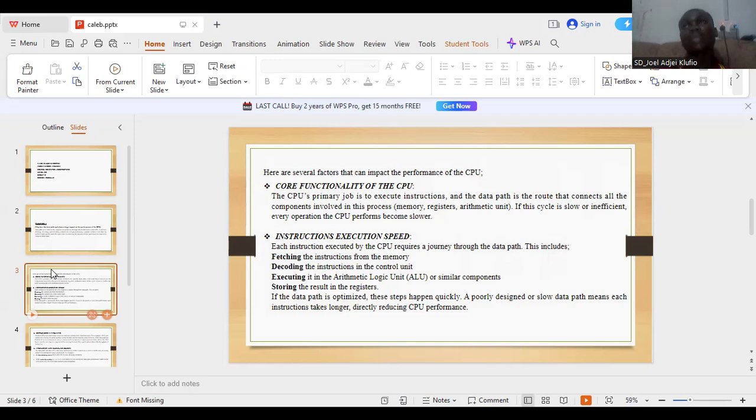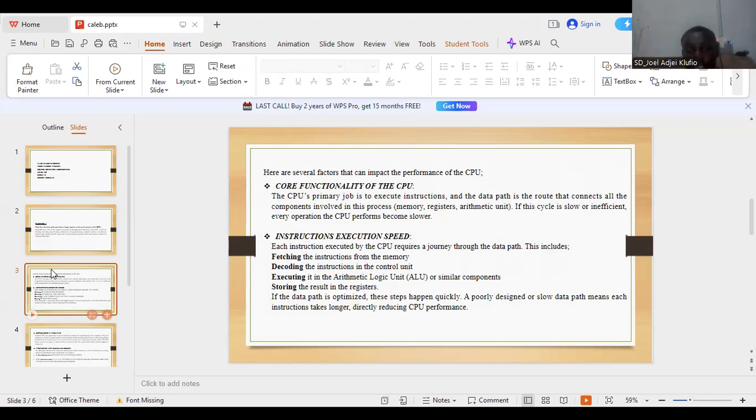So we can use the data bus. A data bus is an electrical path that connects the memory, the CPU, the registers and arithmetic unit to the motherboard. They work hand in hand, whereby the CPU performs the execution of instructions, which it fetches, decodes, and executes. Secondly, the second factor is instruction execution speed.